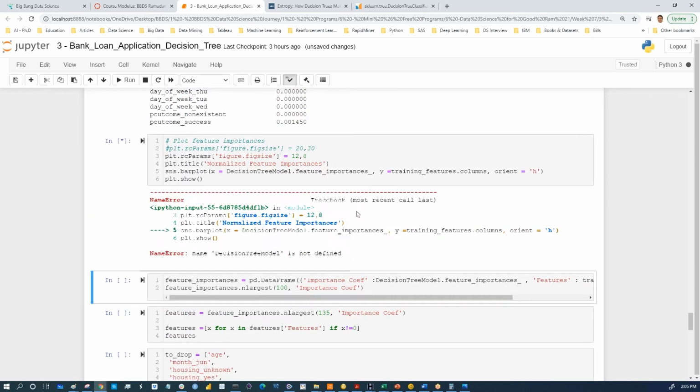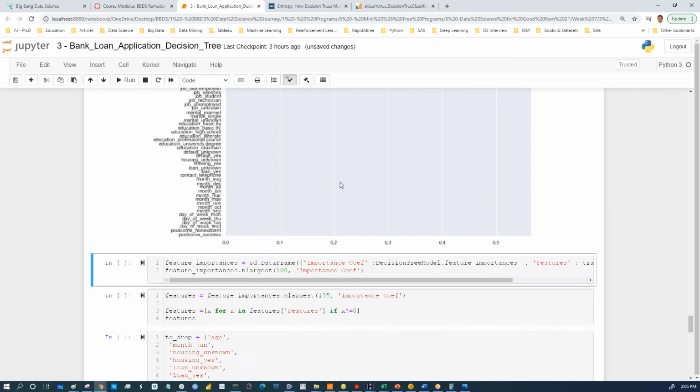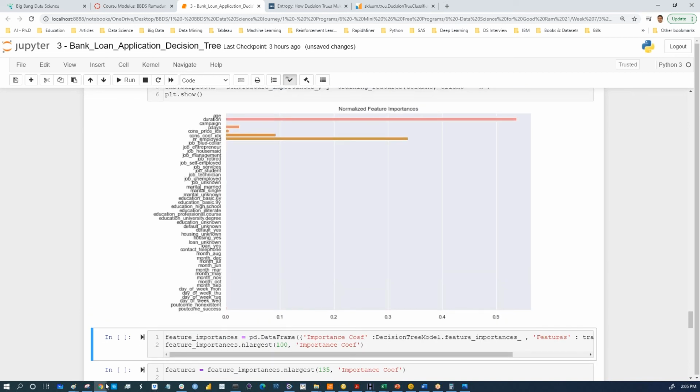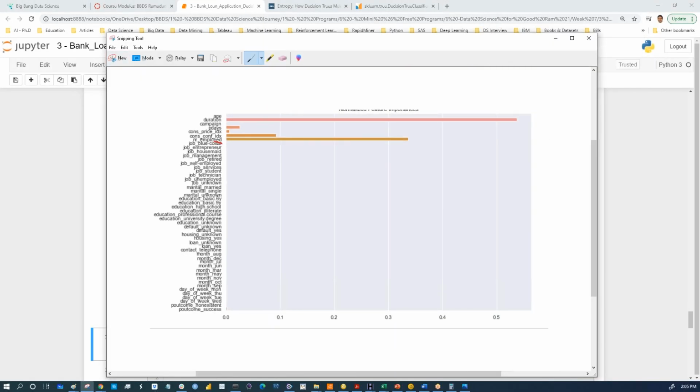Let's take a look into the importance. And I believe I need to change these to DTM. So look into this. Everything else was there, but it did not have any importance. No importance. So we need to eliminate these features.